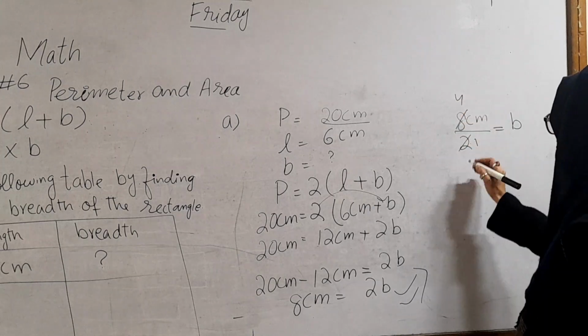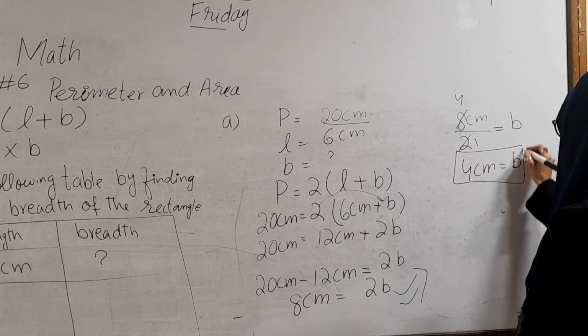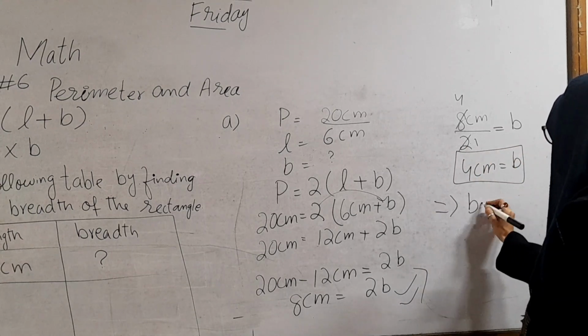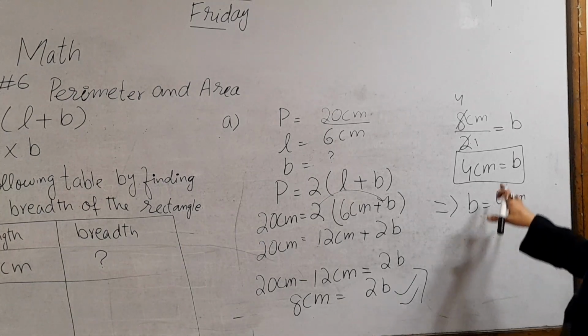This is the cutting rule. 4 centimeter is equal to b. So the breadth b is equal to 4 centimeter. So the breadth is 4 centimeter.